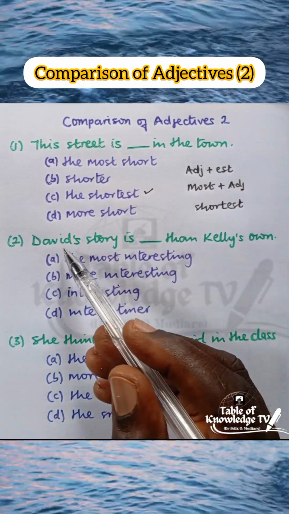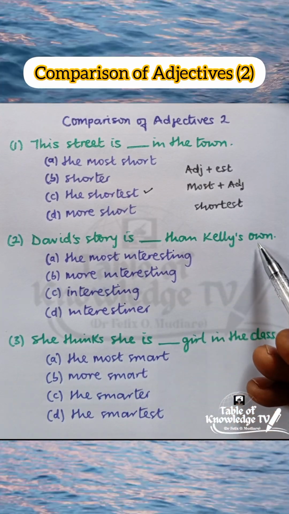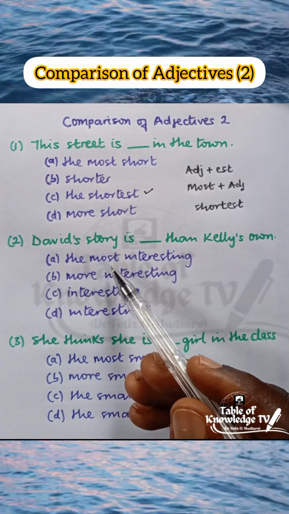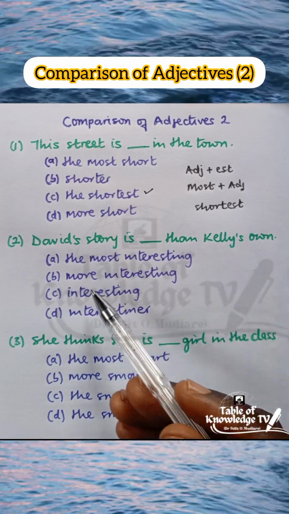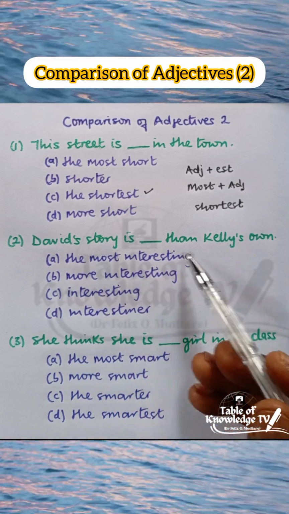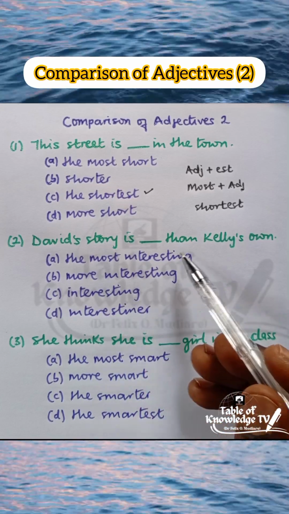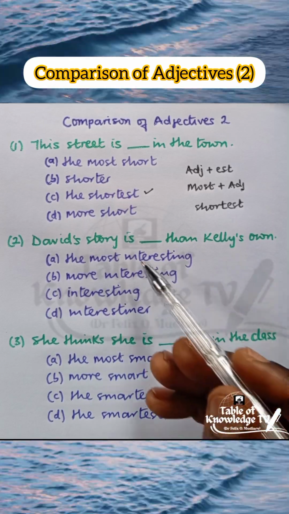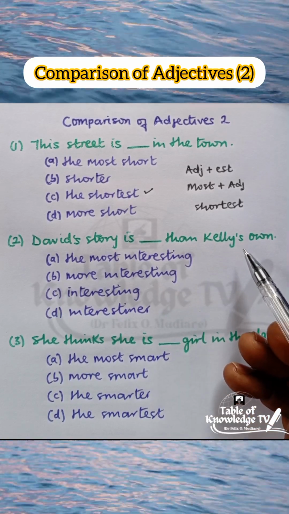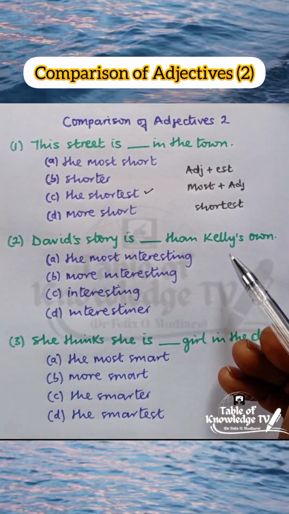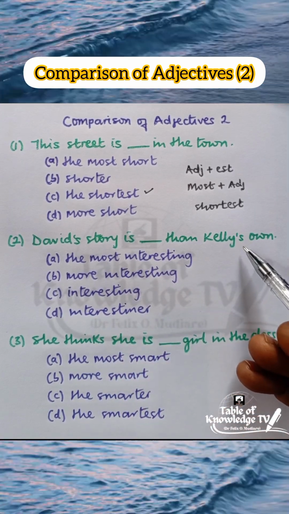Question 2. David's story is blank than Kelly's own. A is the most interesting than Kelly's own. B is more interesting than Kelly's own. C is interesting than Kelly's own. D is interestinger than Kelly's own. Here we are comparing 2 things, David's story and Kelly's story.